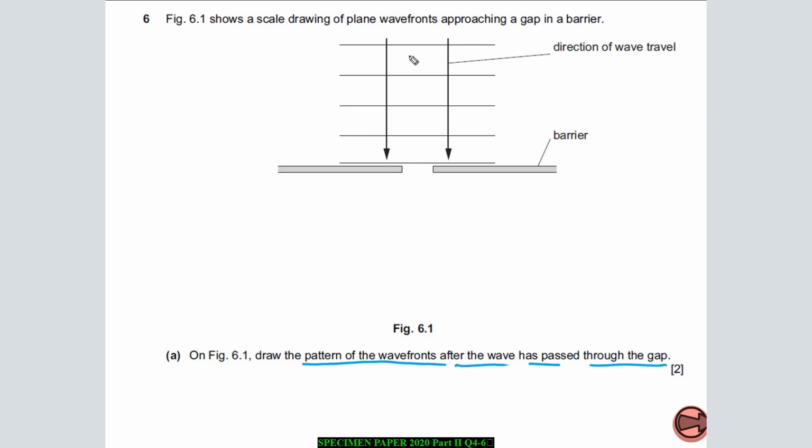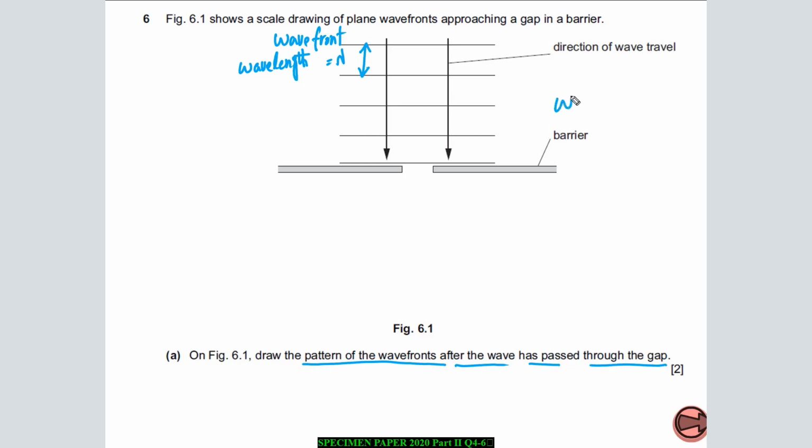Before we answer this question, we need to understand this is the wave front. This horizontal line represents the wave front, and the distance between two wavefronts is equal to lambda, meaning the wavelength. So this is wavelength. We need to be quite clear about this.